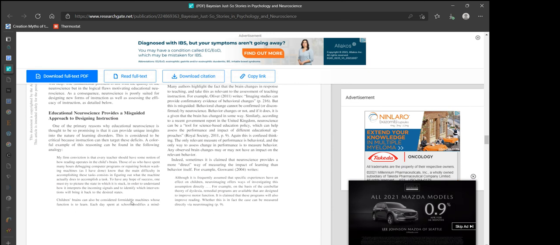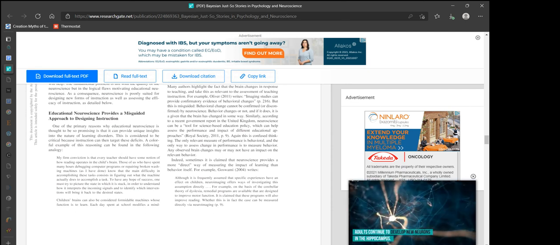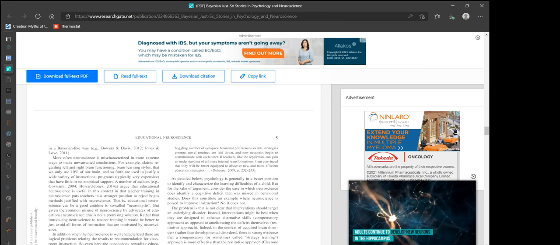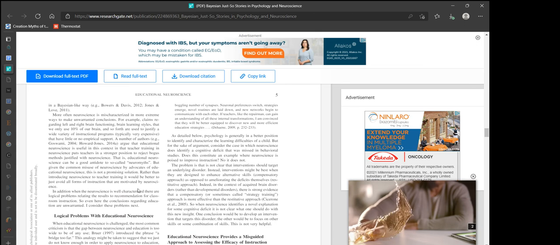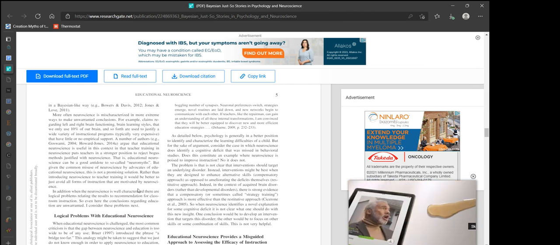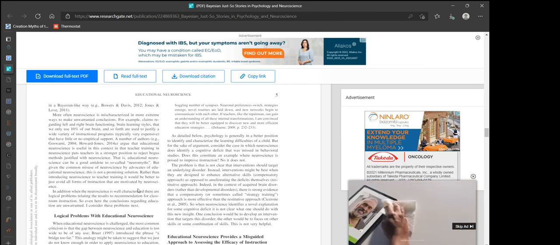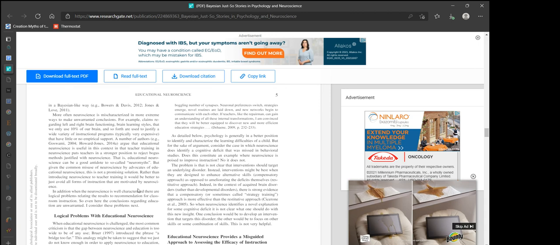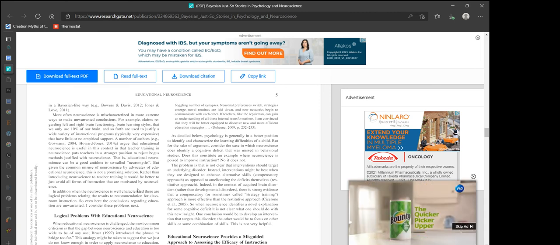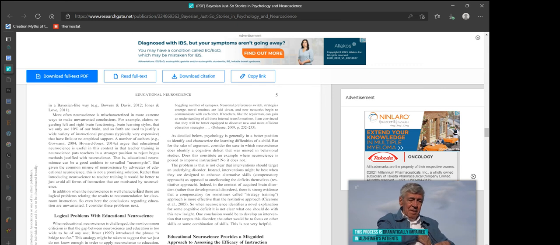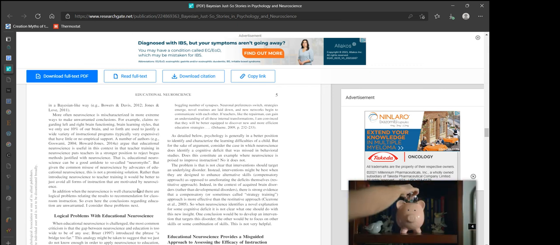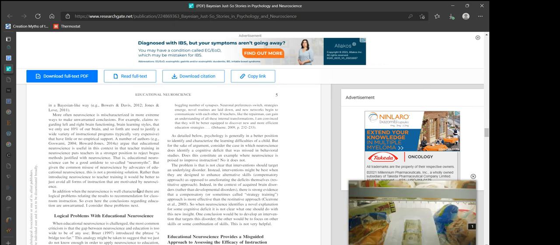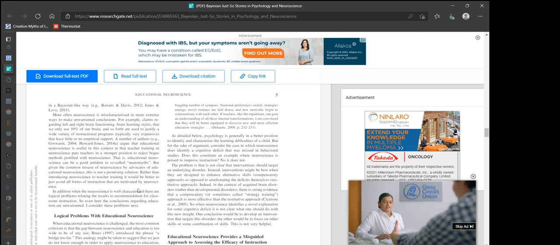Children's brains can also be considered formidable machines whose function is to learn. Each day spent at school modifies a brain-boggling number of synapses. Neuronal preferences switch, strategies emerge, novel routines are laid down, and new networks begin to communicate with each other. If teachers like the repairman can gain an understanding of all these internal transformations, I am convinced that they will be better equipped to discover new and more efficient educational strategies."